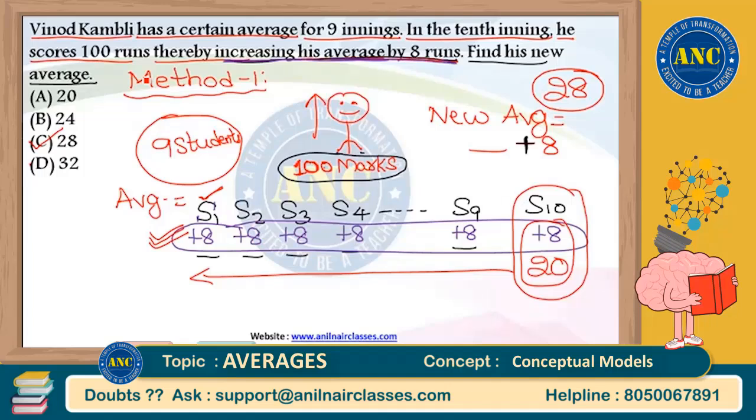The new person, the 10th person, is bringing 100 rupees extra inside the class. That means the average increases by 8 rupees. I am repeating once again, Divya: the average increases by 8 rupees means all the 9 people will get 8 rupees extra. The 10th person also will have 8 rupees extra. That means he will bring 100 rupees extra inside the class, and 80 rupees he has already distributed to all the people. So the remaining 20 rupees he is keeping.